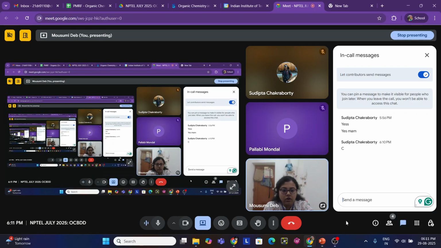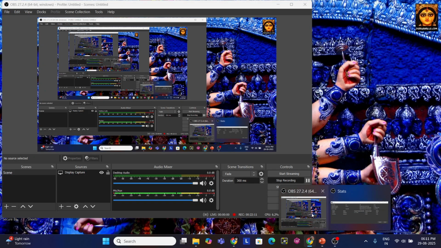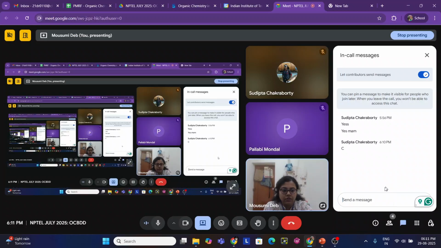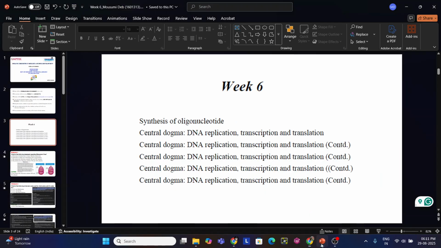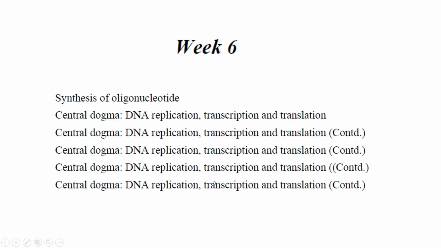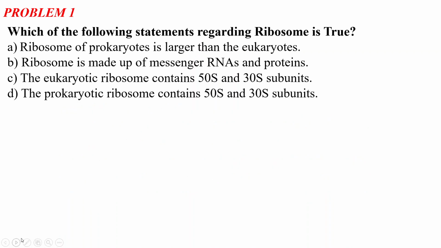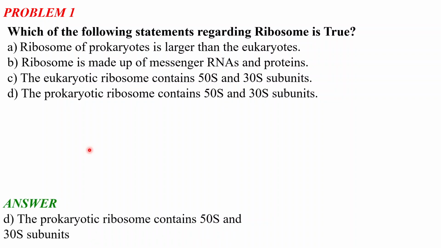Okay, I got one answer which says it is number C. Let me check if number C is the correct answer or not. The statement which is true regarding ribosome is number D, which says that prokaryotic ribosome contains 50S and 30S subunits.